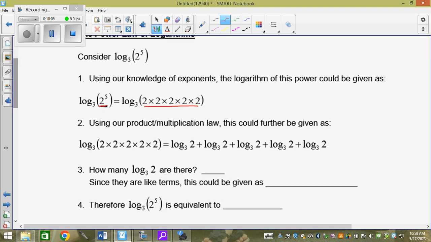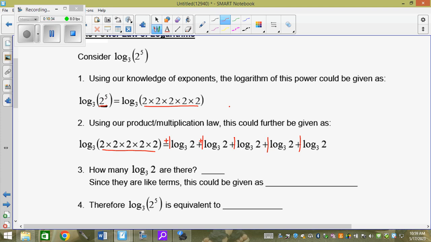Now using my multiplication law, I can take this, because these are all multiplied, and separate them out by additions with plus 1's in front. Can I not? We just did that. So I can get plus 1 log 2, plus 1 log 2, plus 1 log 2, plus 1 log 2, plus 1 log 2. I can separate them out as single logs, right?